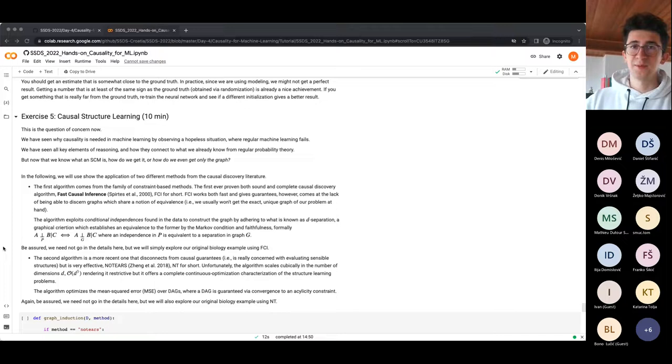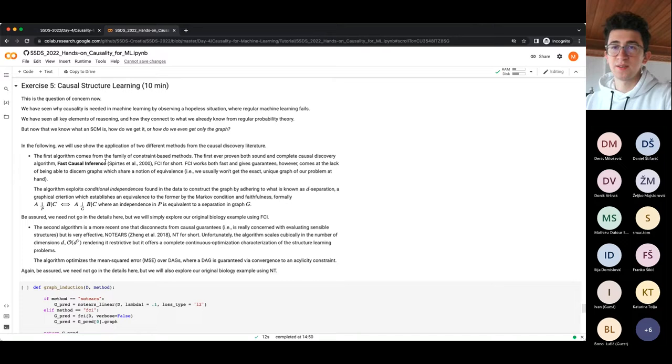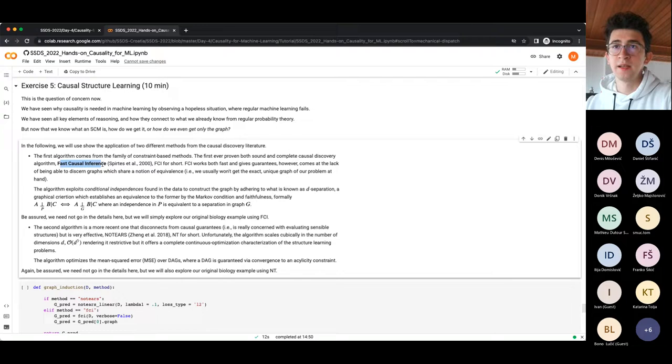And so welcome back. Let's finally discuss the solution to the last exercise of today's tutorial. It is about causal structure learning. So you remember in Causality for Machine Learning 1 in the morning lecture, we talked about fast causal inference as well, and about d-separation and conditional independencies and how we can make things sure.